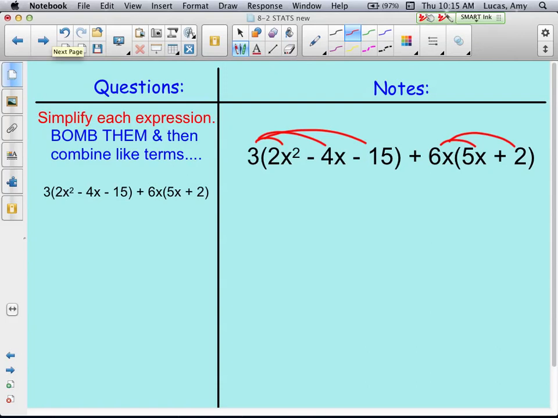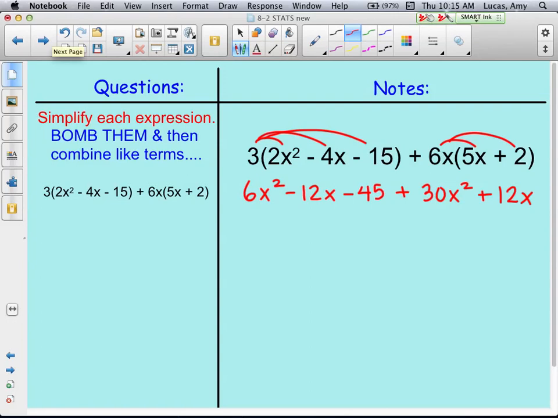So this first one, 3 times 2x squared is 6x squared. 3 times negative 4x is negative 12x. 3 times negative 15 is negative 45. Moving over to the second, distribute the 6x. 6x times 5x is 30x squared. Plus 6x times 2 is 12x.